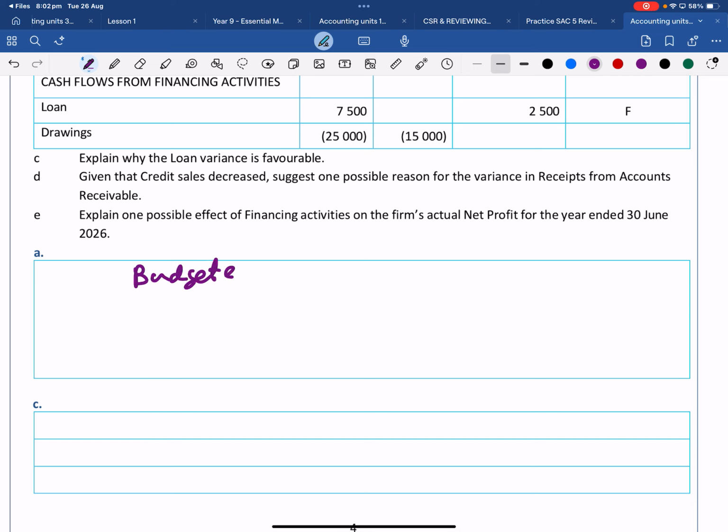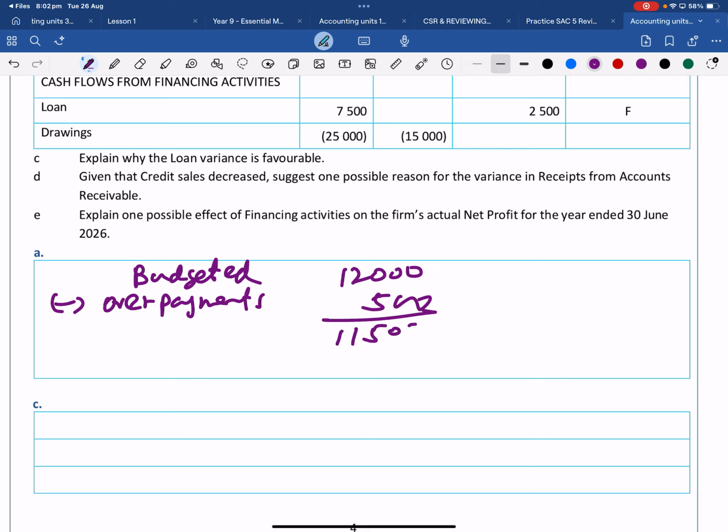So then right here, budgeted 12,000 and take away the overpayment, so that they don't have to pay that 500. Yep, 500, then 11,500 is the actual. Why wouldn't it be? Because the 500 is like the first day of the new year. Yes.